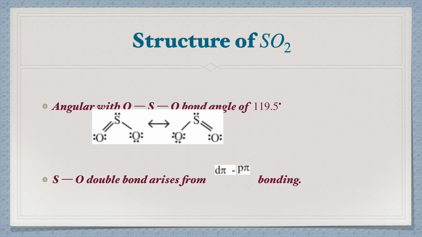Now in these two oxygens, you can see that one oxygen is bonded with a double bond and the other one is a single bond. So there will be movement of electrons over there. So we can draw the resonating structure as you can see there. The S=O double bond arises from dπ-pπ bonding. So hopefully the structure is clear.